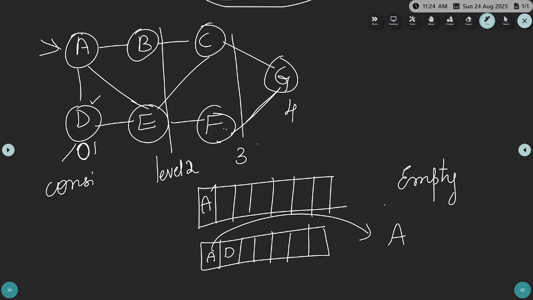Push, pop, display. Push ante enti? You are putting the element into the stack. Pop ante enti? Removing the element from the stack. Display means what? Whatever is there you are going to display it. Is that clear? Write down. The operations of stack are push, pop and display.